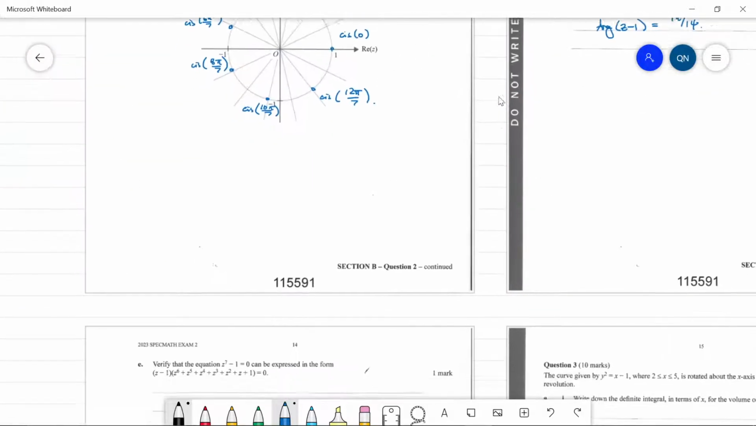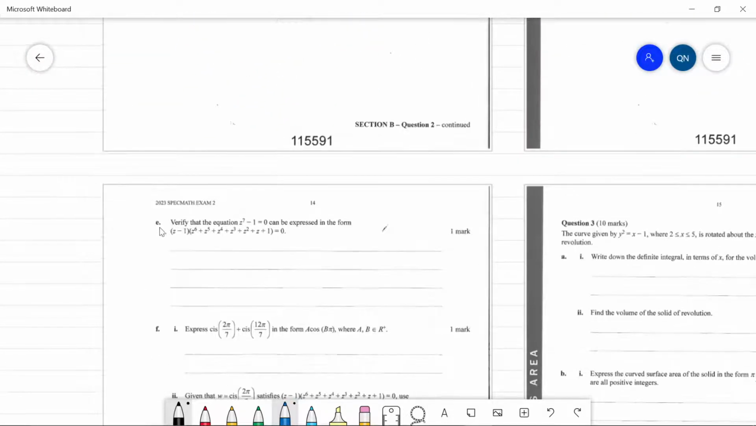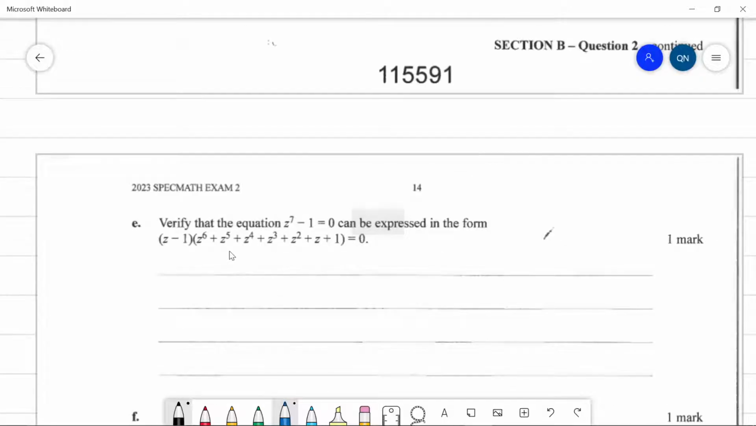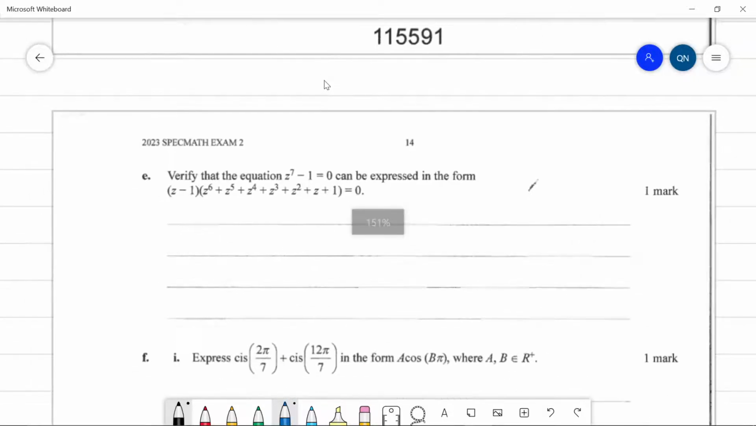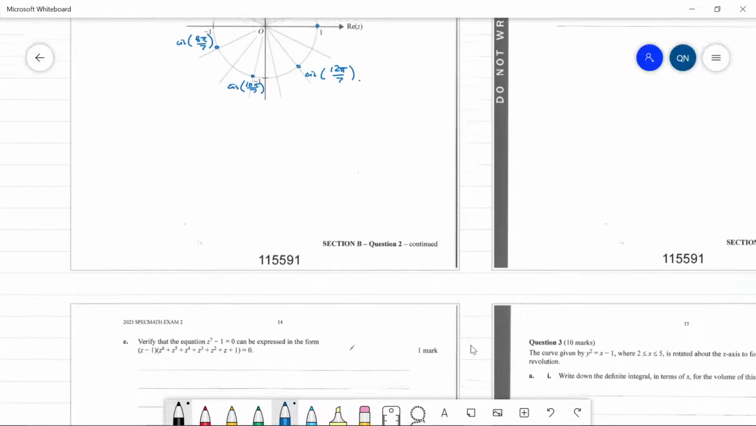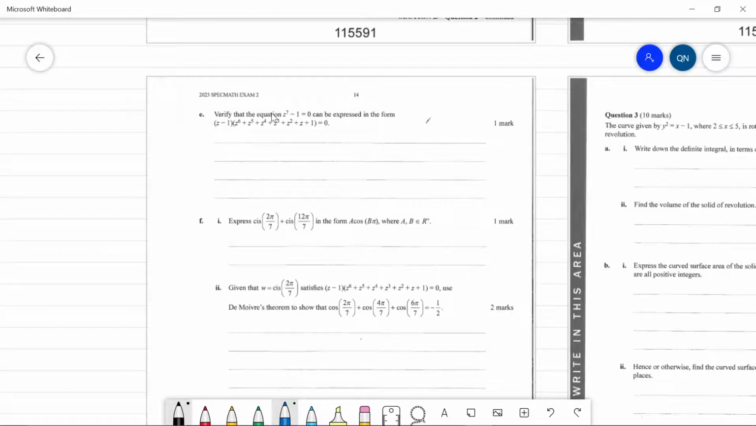Okay. E, verify that z^7 minus 1 can be expressed in the form... Why is VCAA just handing out free 1 markers? Like, come on, give us something interesting.